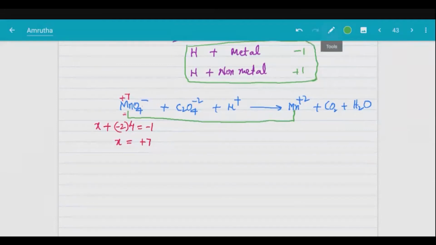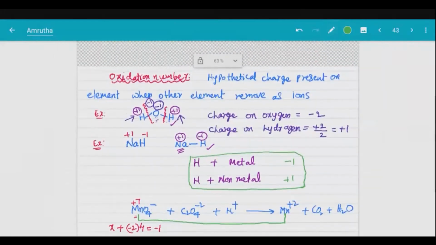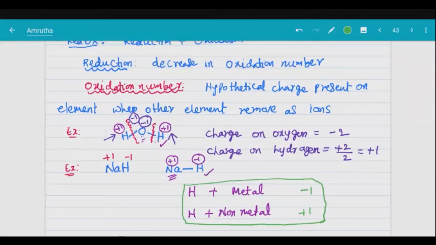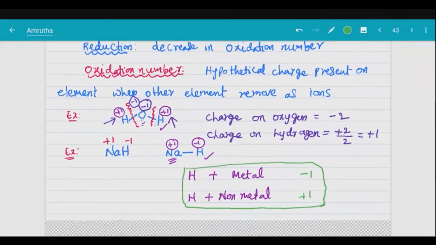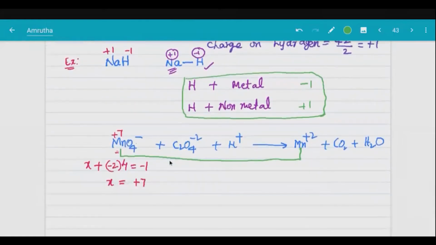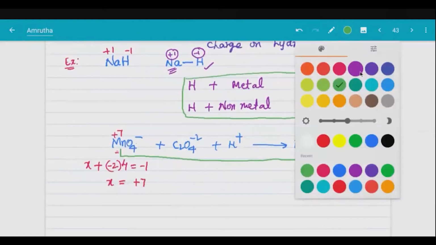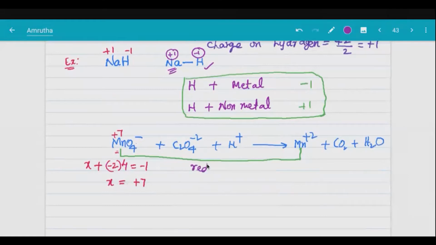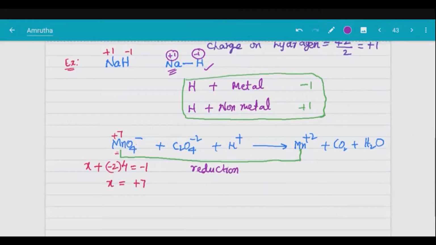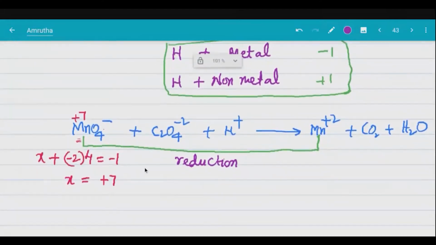You're asking, can you show the oxidation number explanation? We can take a screenshot. Okay, one second. See, look at this. It is the hypothetical charge present on an element when other elements are removed as ions. Just hypothetical charge. So look at this now. This is +7 to +2, right? This is reduction. But in every reaction, if there is reduction, there is always oxidation. There is no doubt, right?